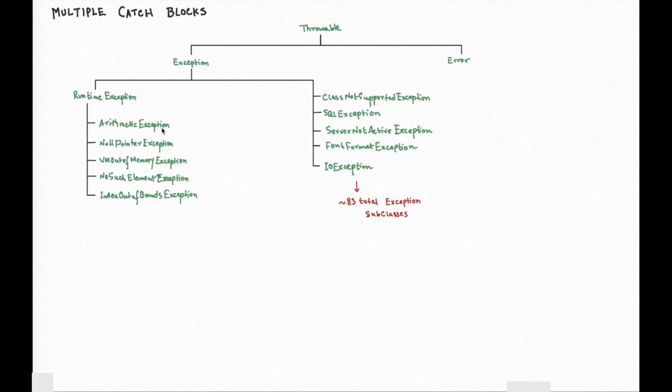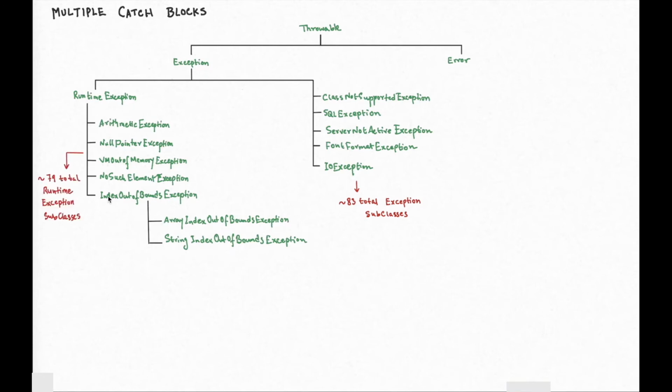Again, you can have arithmetic exception, null pointer exception, VM out of memory exception. We have index out of bounds exception. Now, underneath index out of bounds exception, we have array index out of bounds exception subclass and string index out of bounds subclass. And this is the exception that we saw a little earlier.